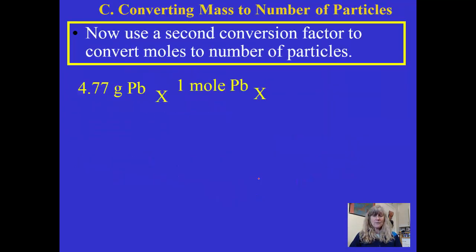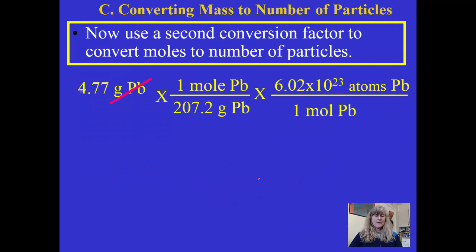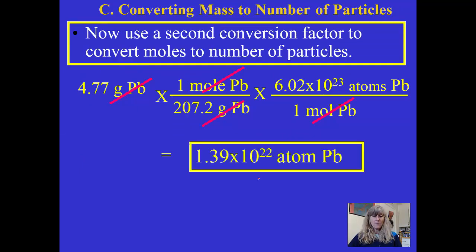So let's go ahead and write your problem in 2 steps. 4.77 grams. Go to the periodic table. Grams cancel out. We have moles. Go to Avogadro's number. Moles cancel out, and we're left with atoms of lead. 3 sig figs in the question, 3 sig figs in the product.